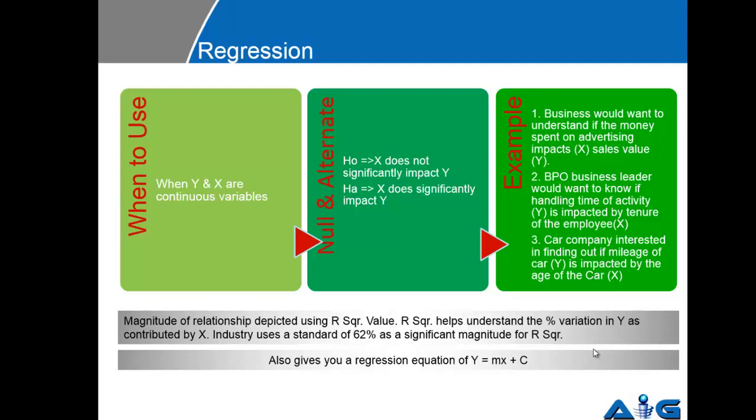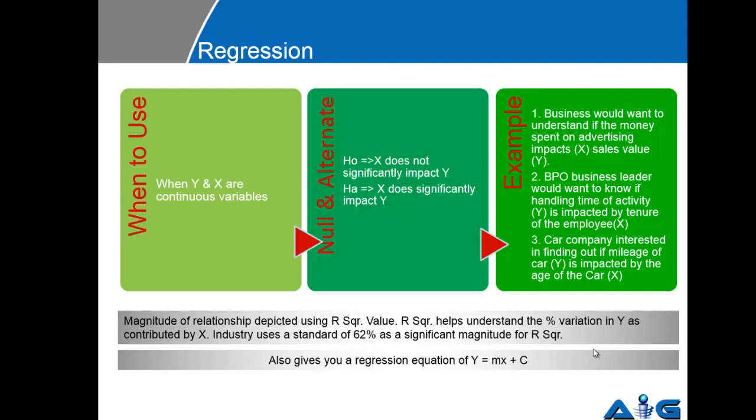So assume that the total variability observed in my Y is, let's say, 1400, out of which 1000 comes from X. So my R-square value will become 1000 upon 1400 into 100. R-square is always a percentage. And the industry uses a standard of 62% as significant magnitude for R-square. And R-square is a super important value when you are doing screening in the later part of your project, when you are to prioritize which X you would want to work on. R-square value could be a great mathematical value for you to decide which X should I work on more and which should be a lesser priority.